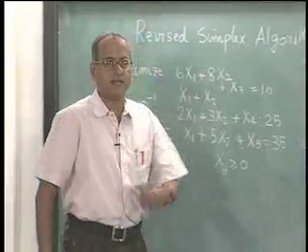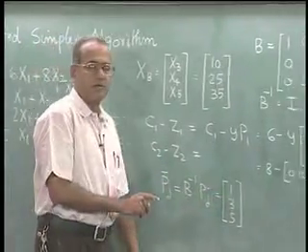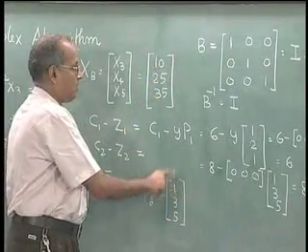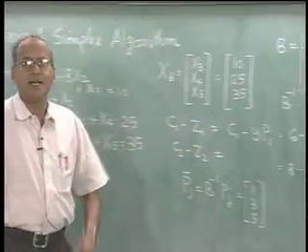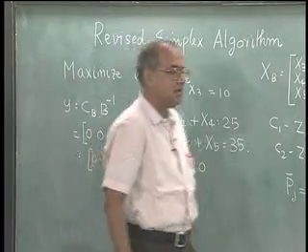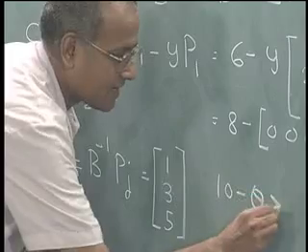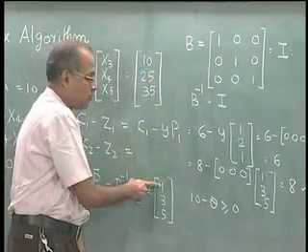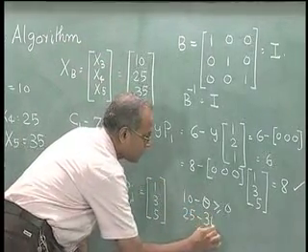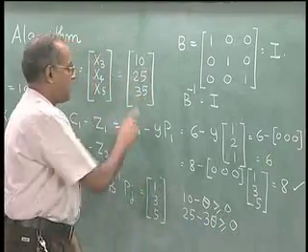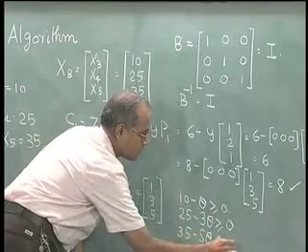Now, theta is the ratio between the right hand side value and the corresponding P bar j. So, we should take the minimum of 10 divided by 1, 25 divided by 3, 35 divided by 5. Another way of saying is that we find out minimum theta such that 10 minus 1 into theta is greater than or equal to 0, 25 minus 3 theta greater than or equal to 0, and 35 minus 5 theta greater than or equal to 0.